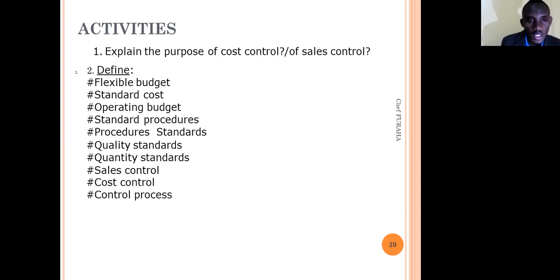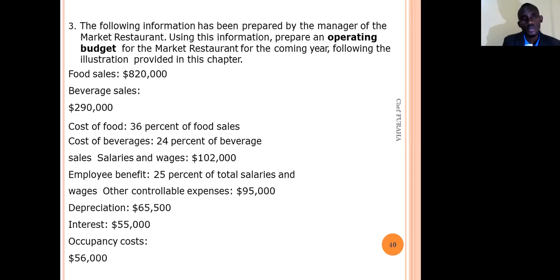Define the following terms: flexible budget, standard cost, operating budget, standard procedures, quality standards, quantity standards, sales control, cost control, and the control process. Then exercise number 3, we are going to generate or design an operating budget.